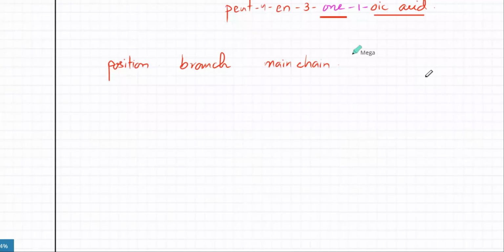Anyways, with branched molecules, right now we're just doing straight chains at the moment. So that's your main chain. Branches are attached to that main chain, and you have to give the position of the branches, like at what position the branches are attached.